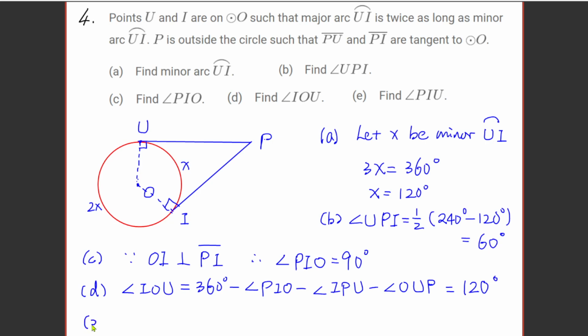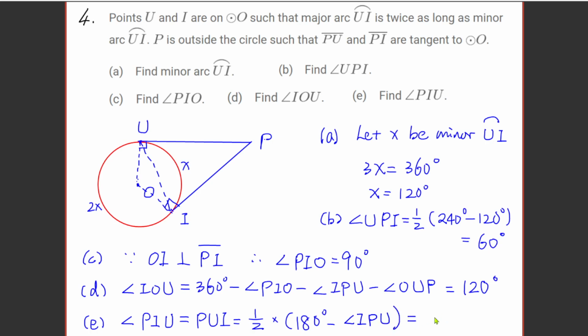Okay, last one, question E. So we could make use of the triangle PIU. So triangle PIU is actually an isosceles triangle, right? So angle PIU equals angle PUI, which is half of 180 degrees subtracted by angle IPU, right? And this gives us 60 degrees. You get it?